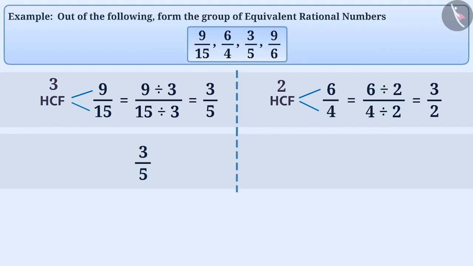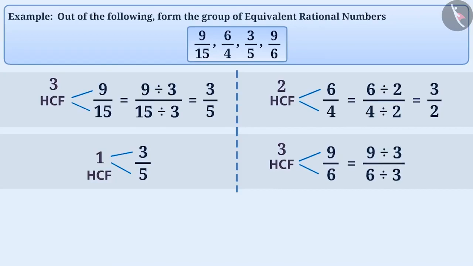There is no common factor except 1 in the numerator and denominator of 3 by 5. Therefore, its HCF is 1. This means this rational number is already in its simplest form. The HCF of the numerator and the denominator of 9 by 6 is 3. If we divide the numerator 9 and the denominator 6 by their HCF 3, then we get the simplest form of 9 by 6, that is 3 by 2.